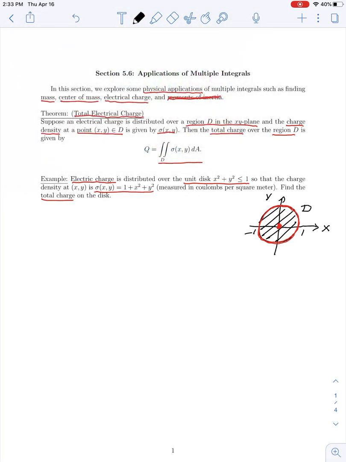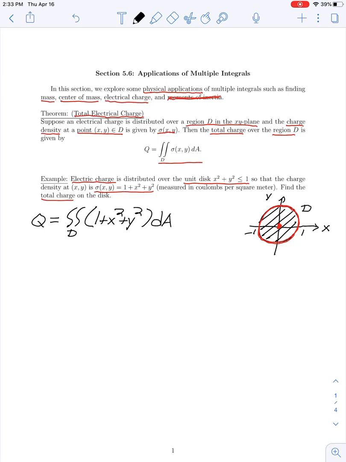So to find that total electrical charge, we can use our new theorem on finding electrical charge, which says that we would evaluate the double integral over this disk of our density function, 1 plus x squared plus y squared, with respect to A. Now, because of the shape of our region, since it is a disk, we would likely want to use polar coordinates to set this up as an iterated integral instead of rectangular coordinates.